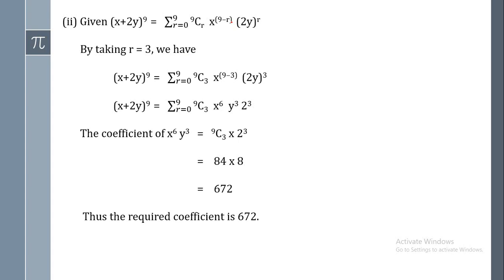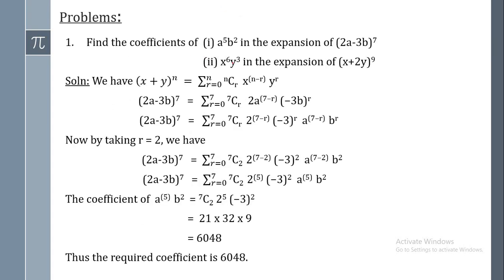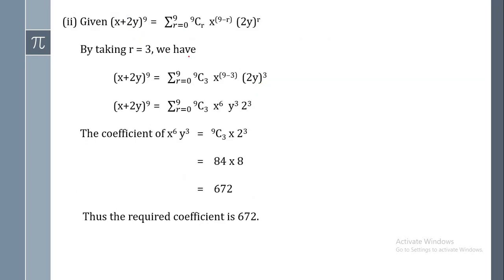Again we have to check for what value of r we will get x power 6 and y power 3. By taking r equal to 3 we will get 9 minus 3 is 6, so here we got x power 6. And (2y) whole power r means this r gets applied for both 2 and y. Since 2 is constant, if we take it outside, that is 2 power r, we will remain with y power r. Since r value is 3, we got x power 6 and y power 3.